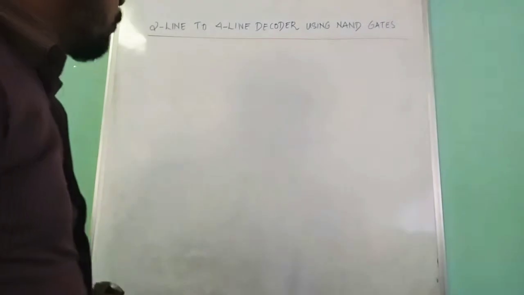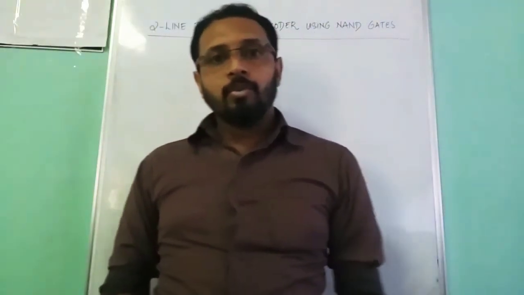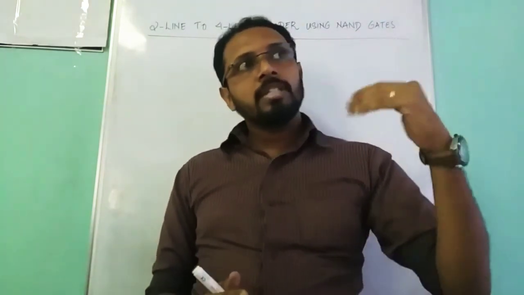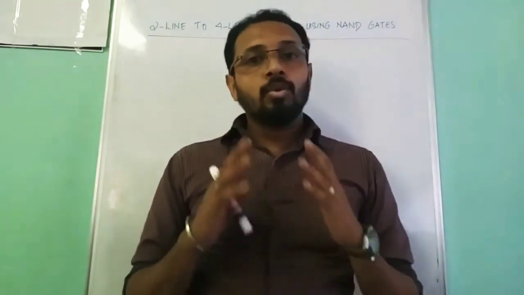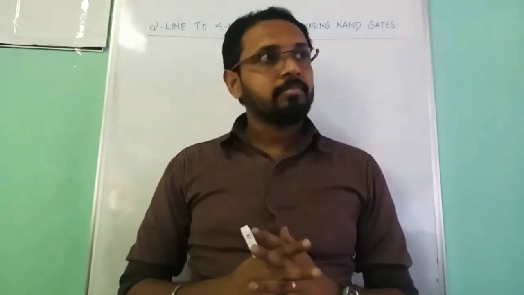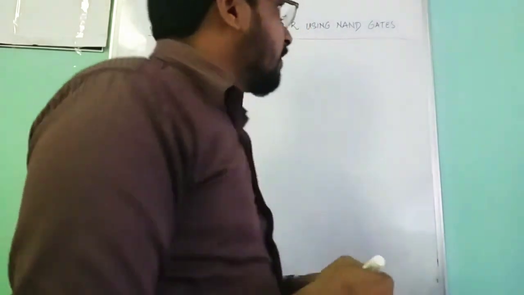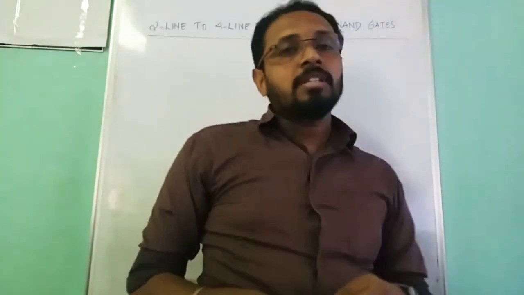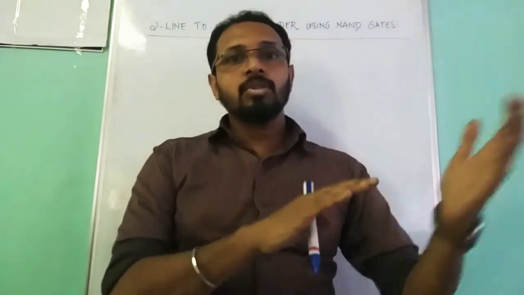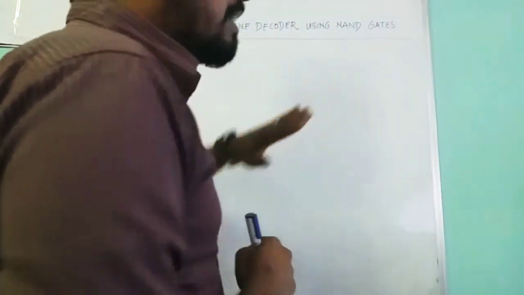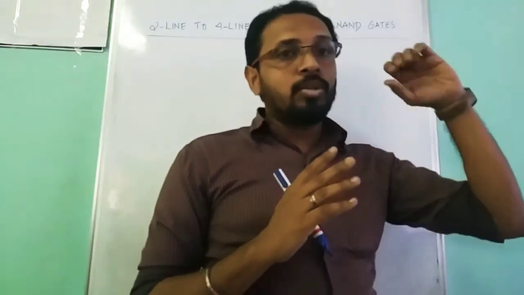Next topic is 2-line to 4-line decoder using NAND gates. As I have told before, when we see a question like using NAND gates, or when we are asked to construct the circuit in active low state, in such cases we should go for NAND gates. So using NAND gates means we should have a logic low state.